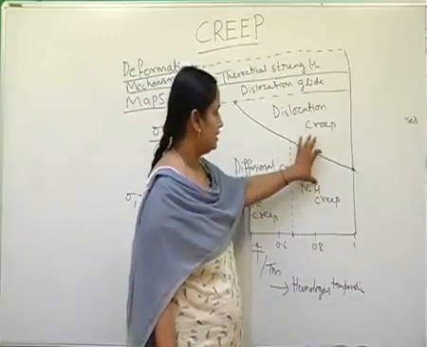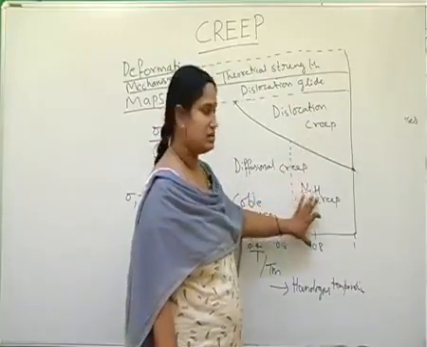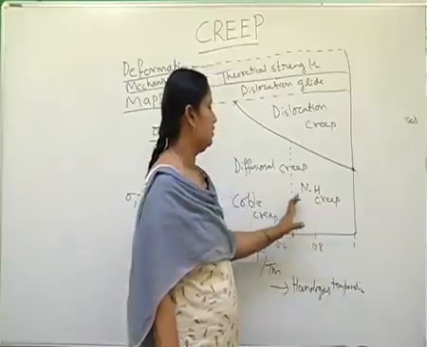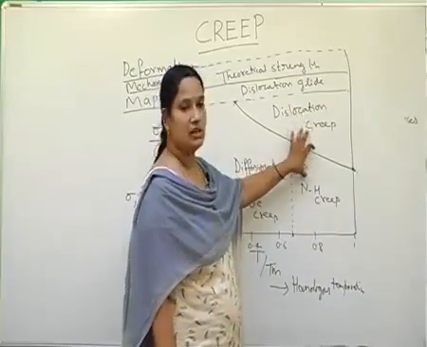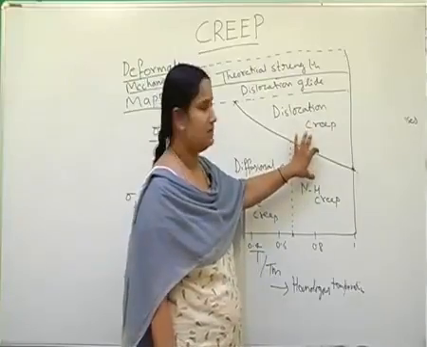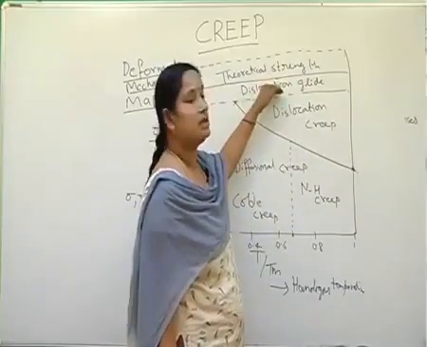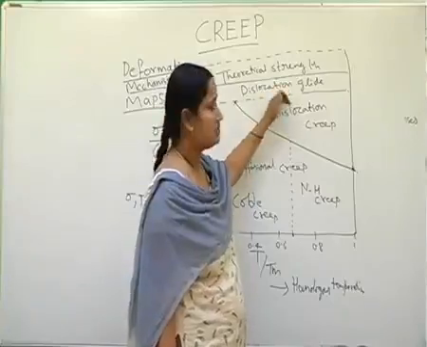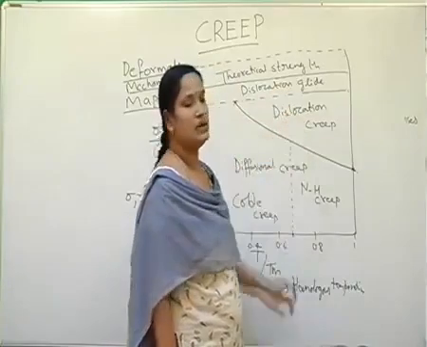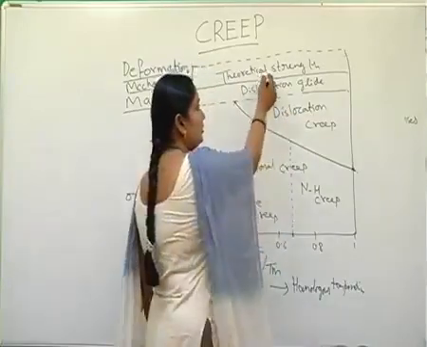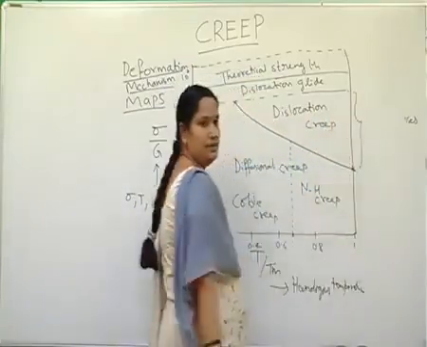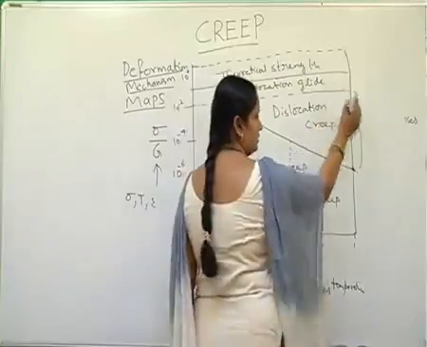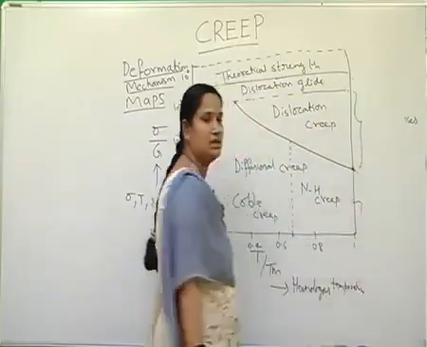That means at low stresses and higher temperatures we have diffusional creep, and dislocation creep at intermediate stress levels. And dislocation glide is still at higher stress than that of dislocation creep, and this is the theoretical strength. So this is the intermediate stress level, this is the high stress level, and these are the low stress levels.